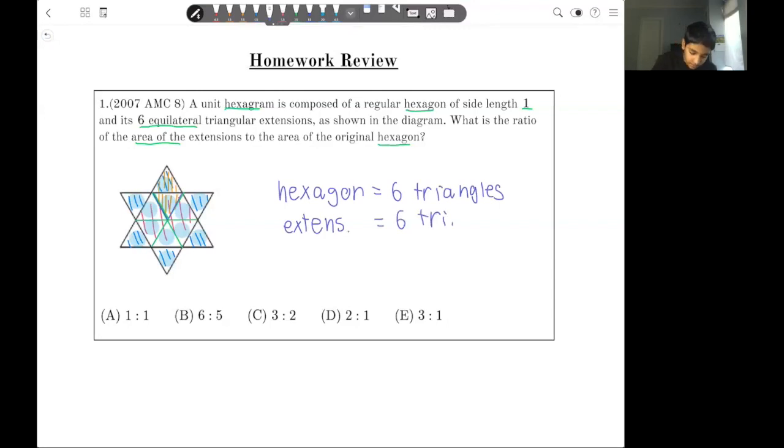Right? Because there are 6 of these parts that are outside the hexagon. So the ratio is just 1 to 1. Any questions?